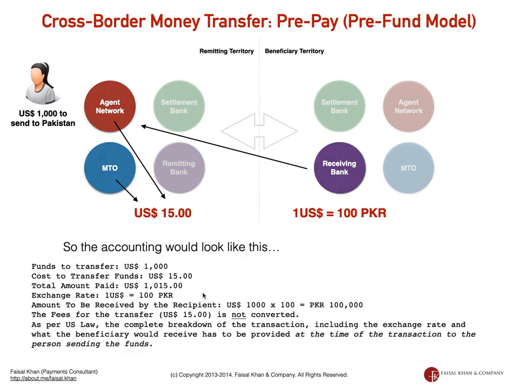So as per U.S. law, everything has to be clarified over there. The funds to transfer is 1,000, cost to transfer funds is 15, total amount paid is 1,015, exchange rate is 100, and the amount that would be received would be 100,000 rupees, and the fee that is not converted is this. This is part of Regulation E of the Consumer Financial Protection Bureau, or otherwise known as the Dodd-Frank Act, Section 1072 BC.